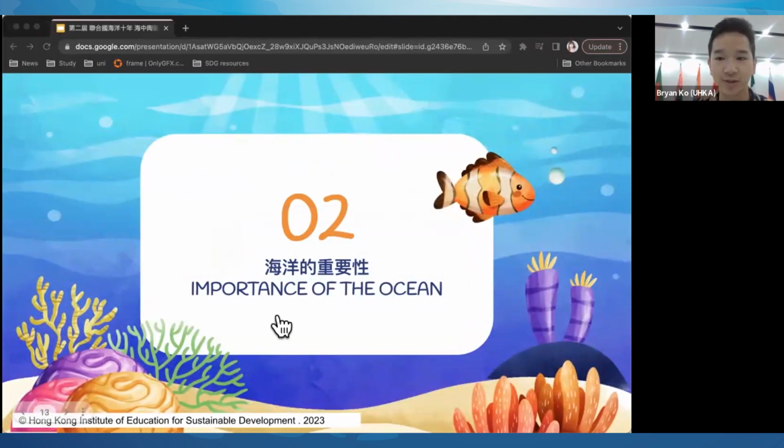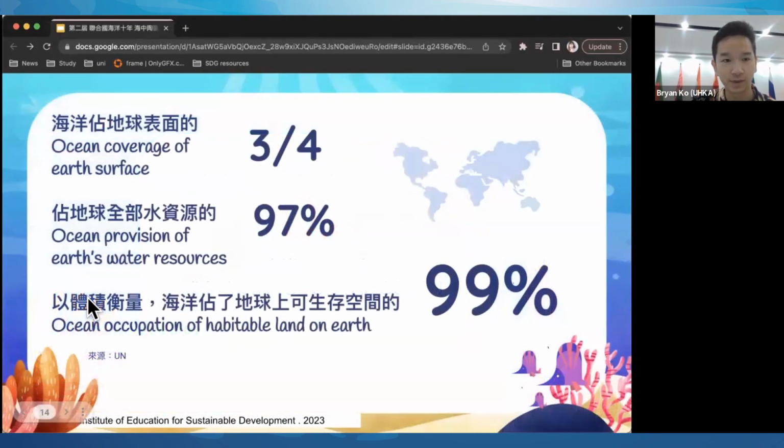So why is the ocean that important? From a more statistical perspective, the ocean covers three quarters of our Earth's surface. It also accounts for 97% of our Earth's total water resources. And the ocean occupies around 99% of the habitable space on Earth. So we do see that the ocean is a really major habitat for different kinds of wildlife, and that is the reason why we need to protect the ocean.